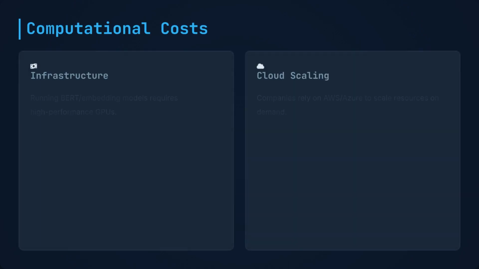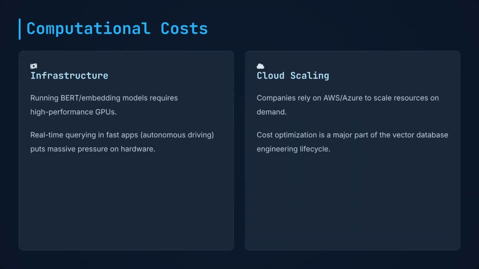Computational costs are a significant factor. Running embedding models requires high-performance GPUs, placing massive pressure on hardware. Cost optimization and cloud scaling are essential parts of the vector database engineering lifecycle.